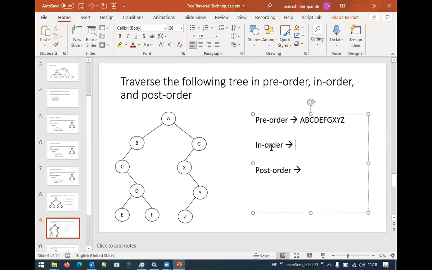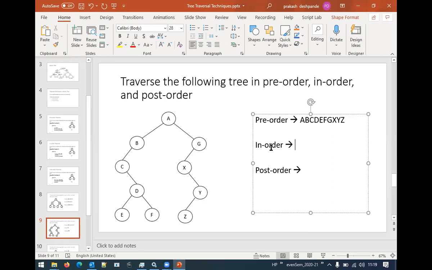Leaf means read it. So first I get E. Now what did I do? I read E, which is left of D. After I read left, I should read right. So what is there on the right? F. So now I get F here. Left, that is E, is done. Right, F, is done. Then the root. What is the root for E and F? I get D.